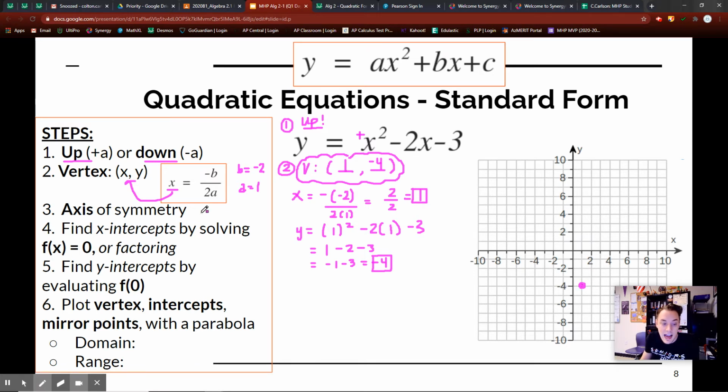Perfect. Now, axis of symmetry, that's just going to be x equals 1. It's always going to be the x coordinate of my vertex. So that means it looks something like this.